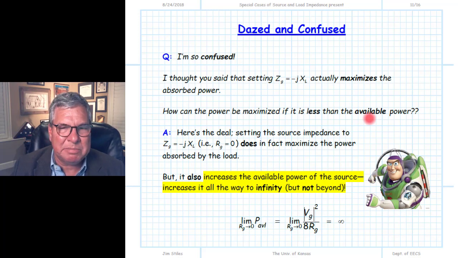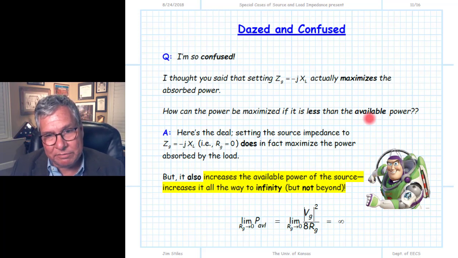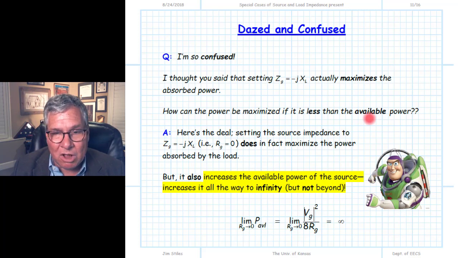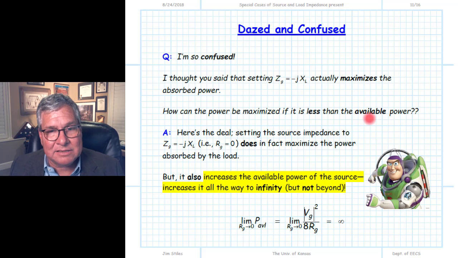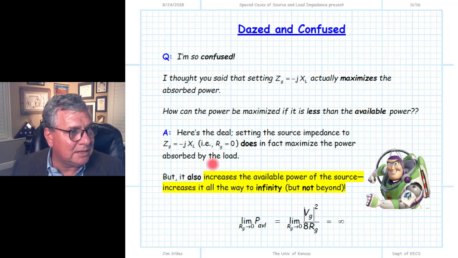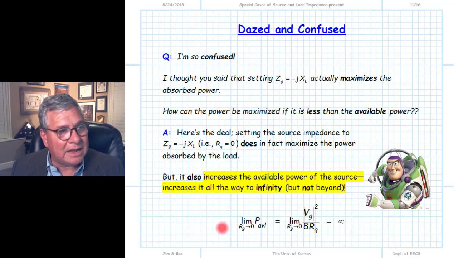As we change the source impedance, we are altering the rate at which energy is flowing from the source to the load, but we are also changing the available power of the source. As we make our source impedance more and more reactive, less and less resistive, we find the rate of energy flow will increase. But we will also find that the available power of that source will increase as well, in fact, even faster. To see this, let's figure out what is the available power now of our source as we make the source impedance become this reactive value.